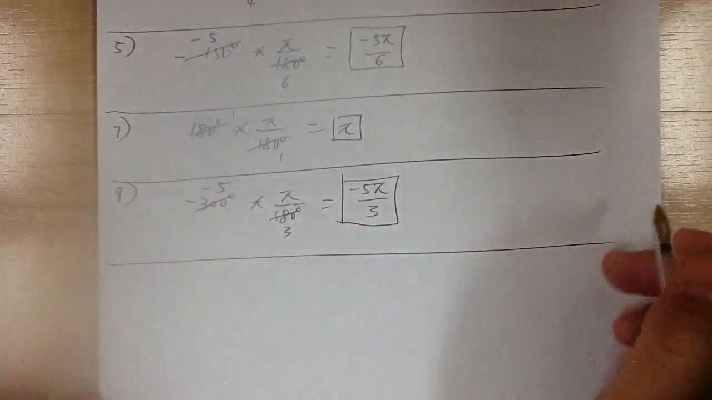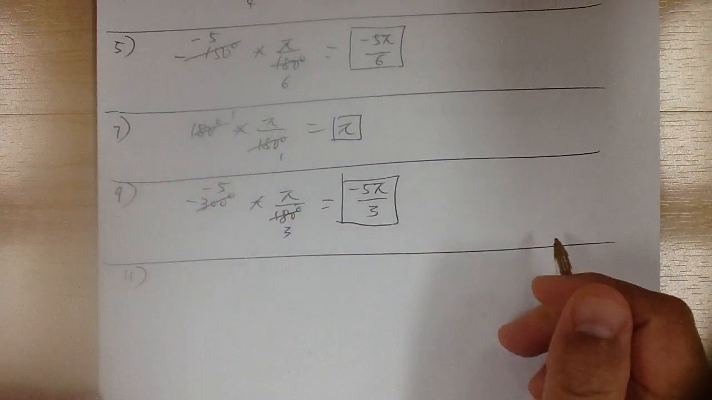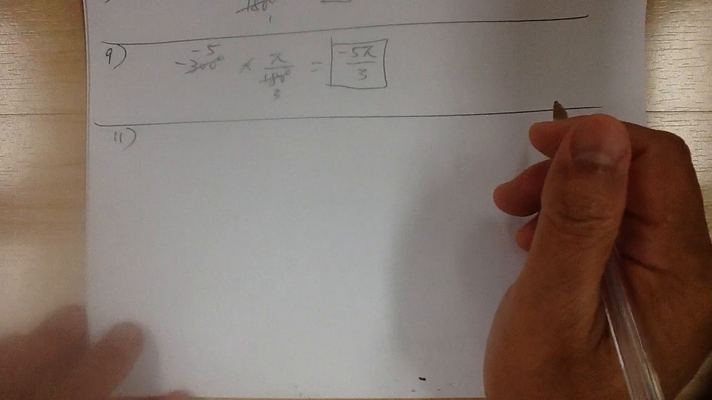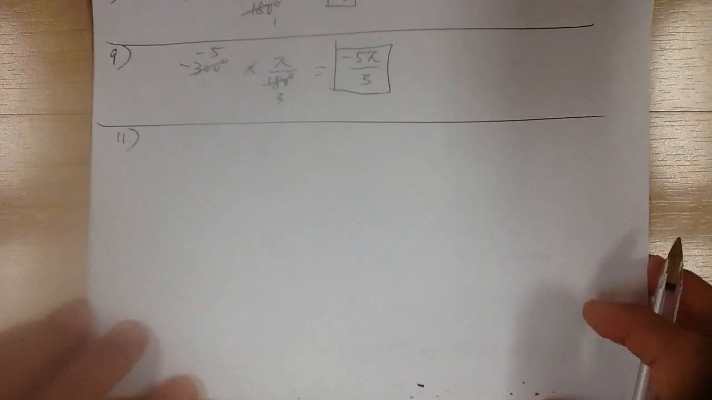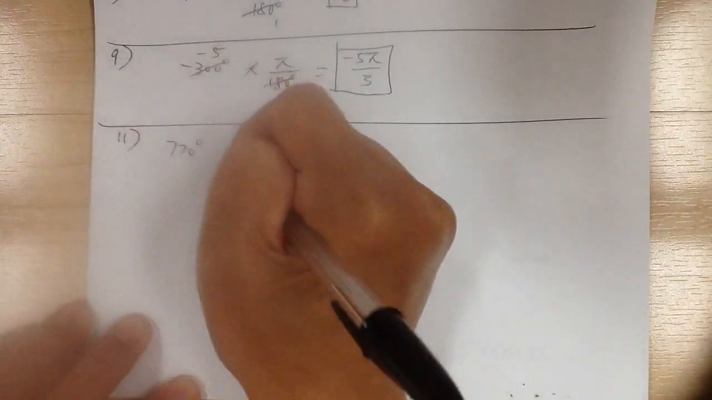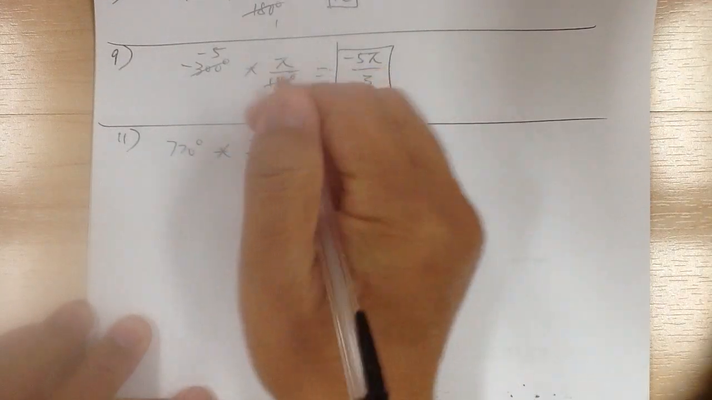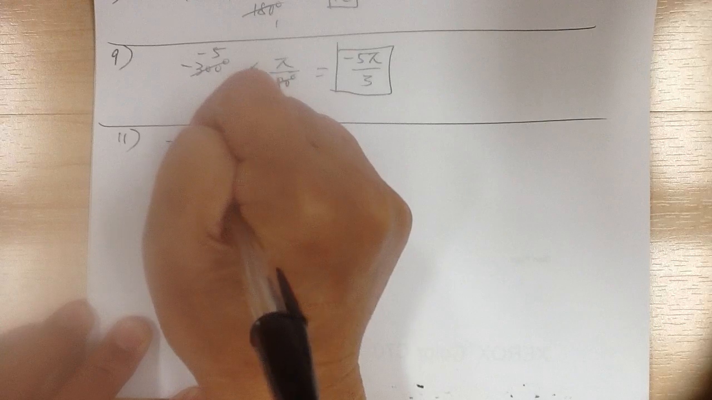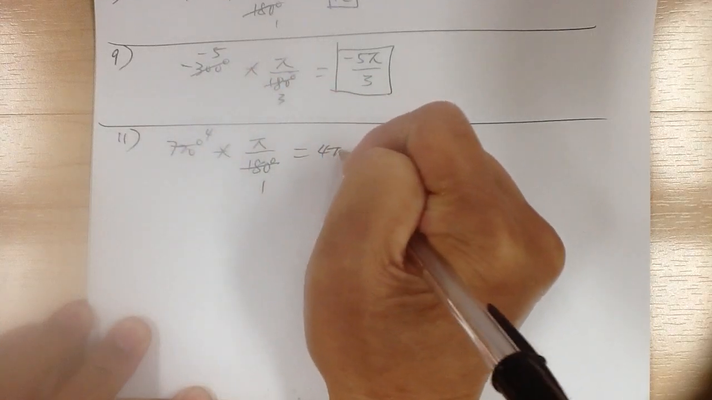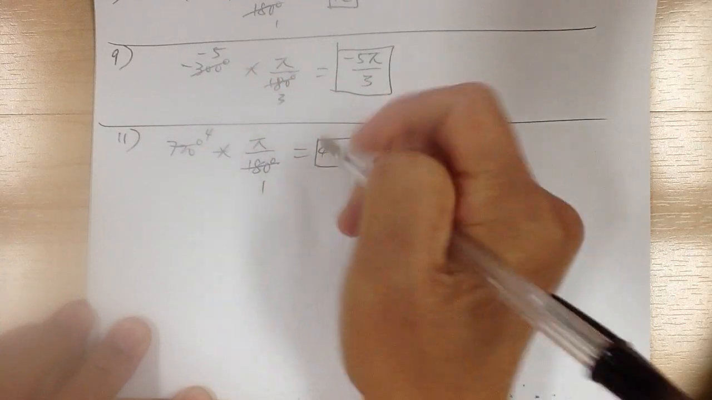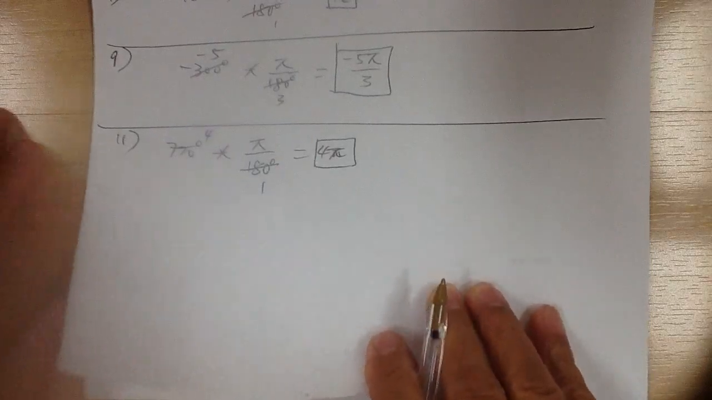Okay, number 11. 720 degrees. Again, times it by pi over 180 degrees. So divide by 180, you get 1, you get 4. So this is equal to 4 pi. Okay. Next. Let's go to the next one.